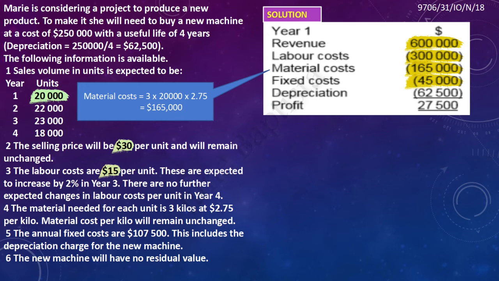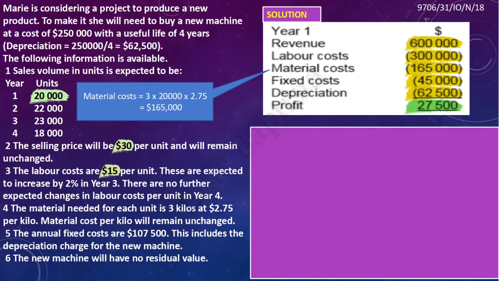Depreciation, as calculated in a previous slide as well, is $62,500. Subtracting all the costs from the revenues, we get a profit of $27,500 in year 1. Let us now do a sensitivity analysis. Sensitivity to sales price is equal to $27,500 divided by the revenue of $600,000 times 100 will give us 4.58%.